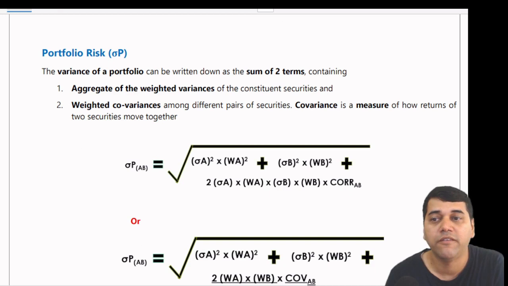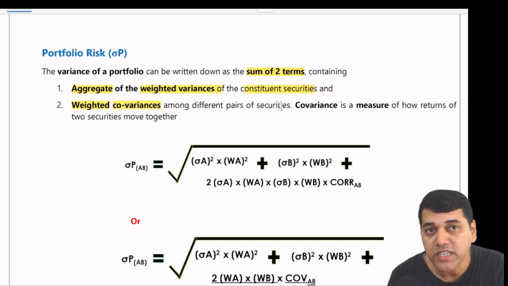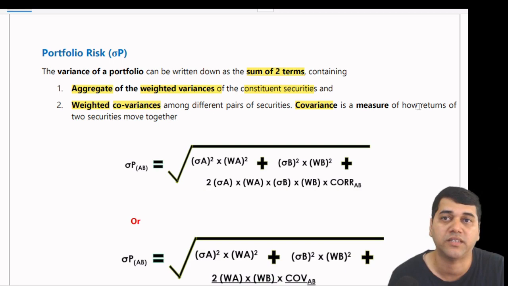The variance of a portfolio can be written as a sum of two terms: aggregate weighted variance of the constituent securities and weighted covariance among different pairs of securities. So I need to understand the covariance or correlationship. Covariance is a measure of how two securities move together. Will they move in the same direction or will they move in separate directions?